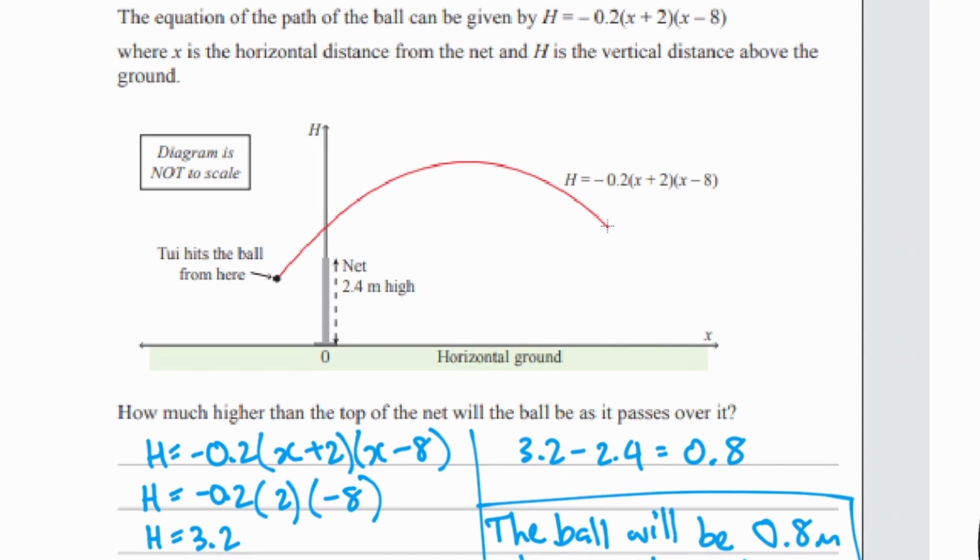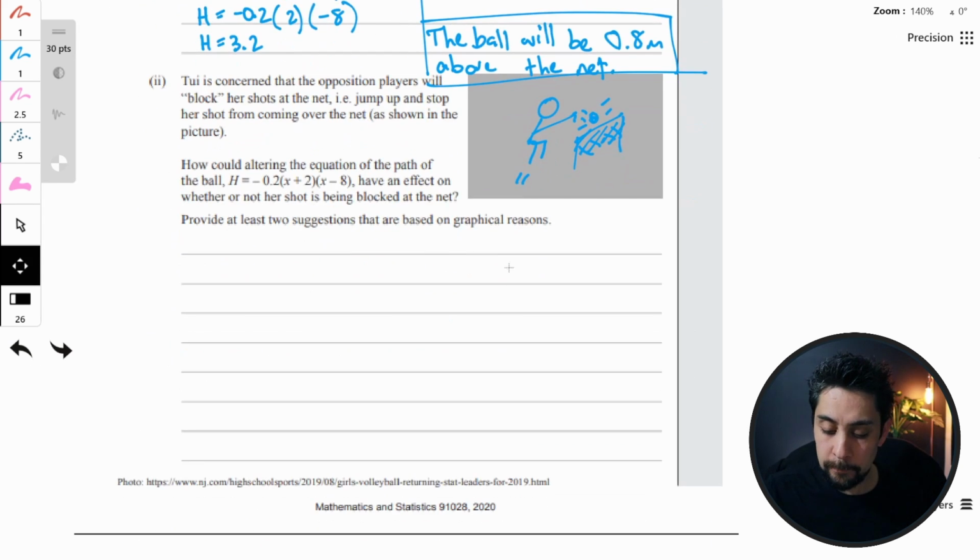So graphically means a graph. So there's two ways. We could either increase where this point is, so instead of being 0.8 meters above, we could just move or shift the line of the ball to something like this. So exact same equation, but the up and down just means we add a number on the end. So that's one option. Let's quickly write that down.